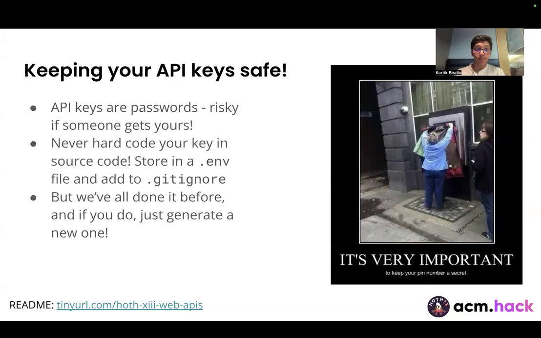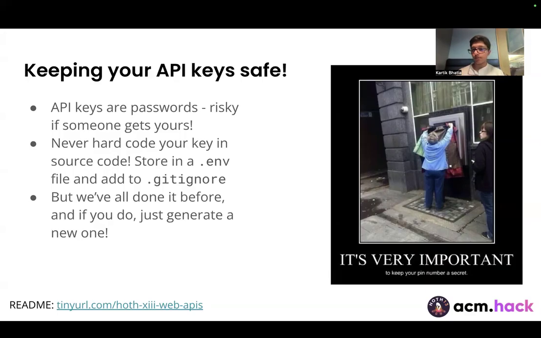And that's why we say you never hard code your key in the source code. Always store it in a .env file, which is an environment variable file, and add it to git ignore. A git ignore is basically something that says when you're pushing this to GitHub, just ignore these files. You can learn more about it in our workshop about Git, which you can find on our website.